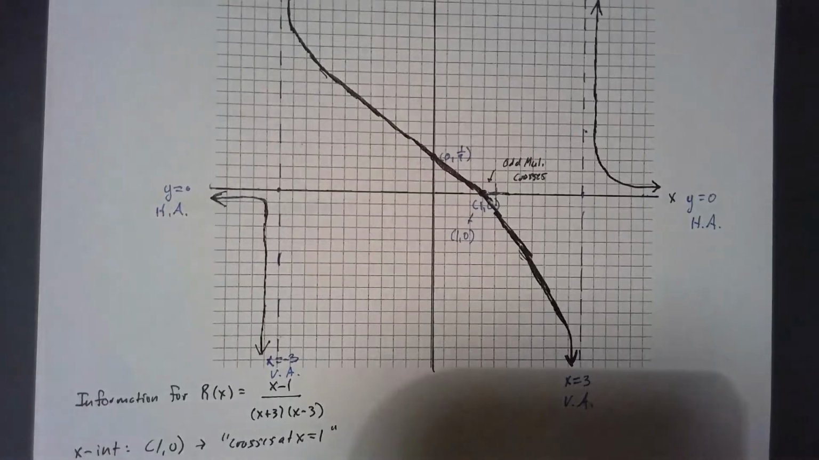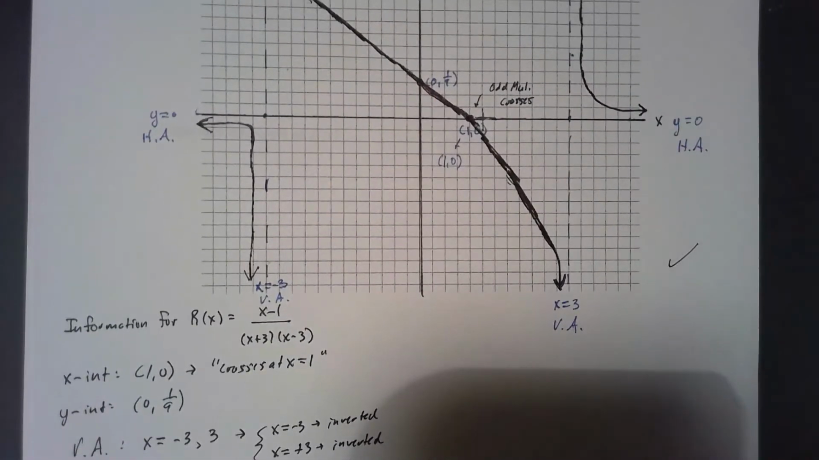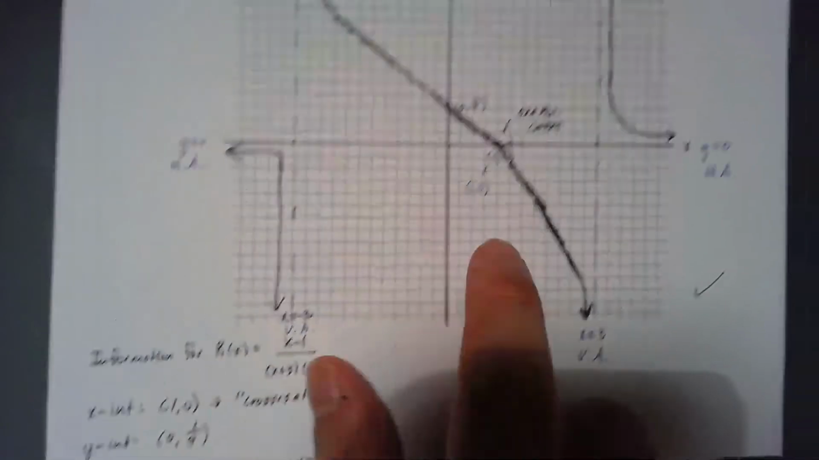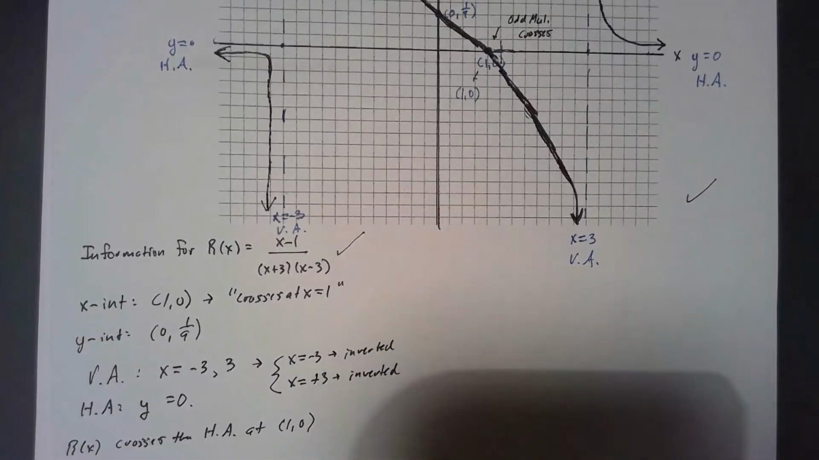So I know that's a lot of information, but that is the basic way of graphing a rational function by hand. It's a matter of finding all this information and putting it all together to sketch a rough graph of this rational function.